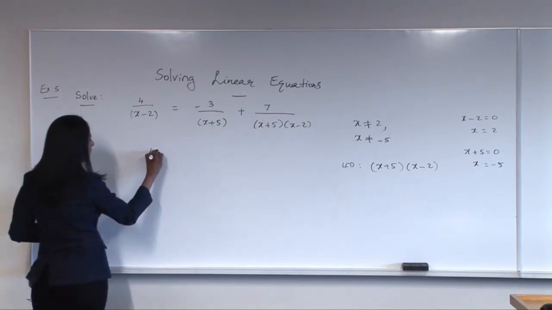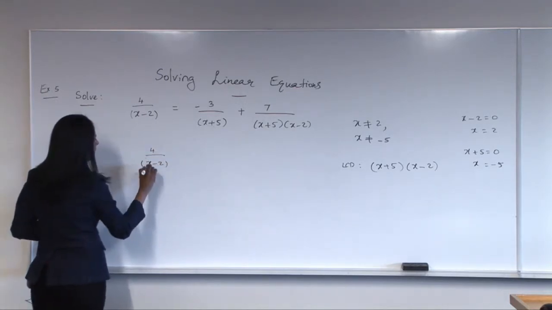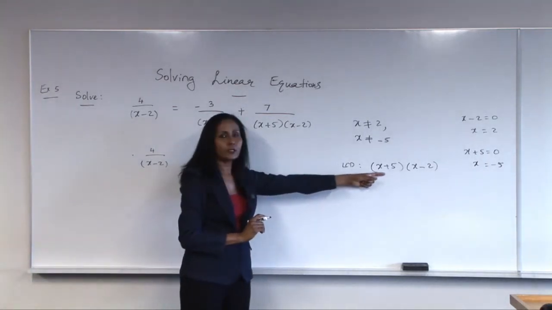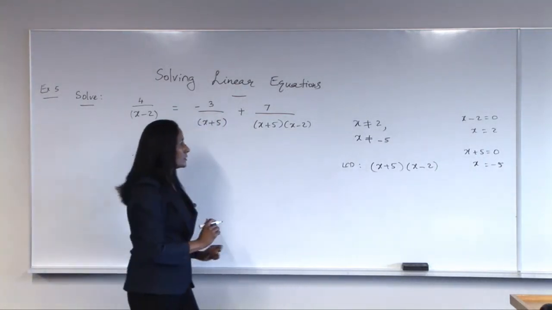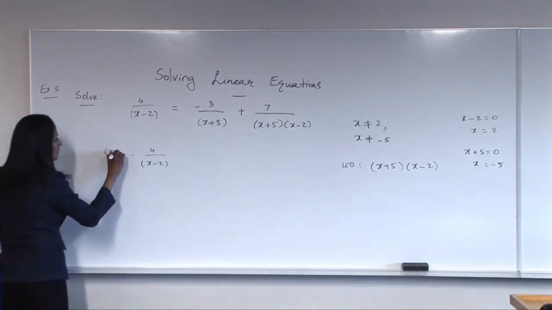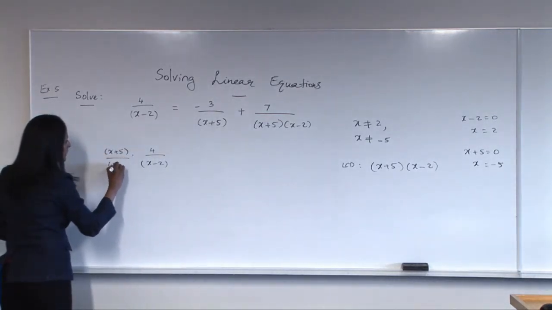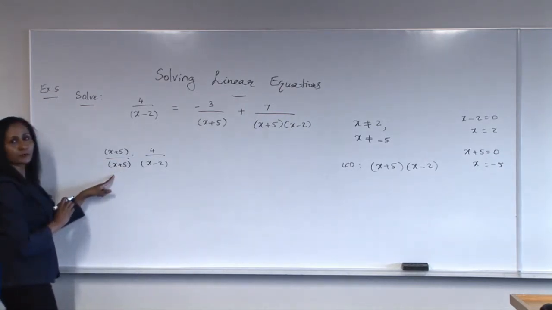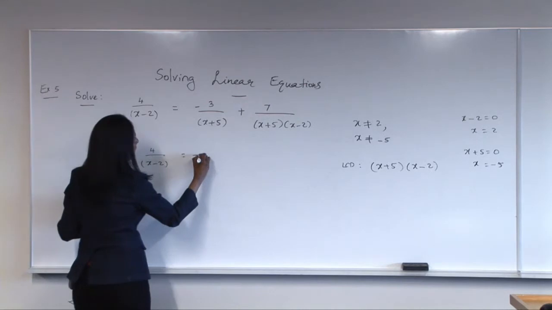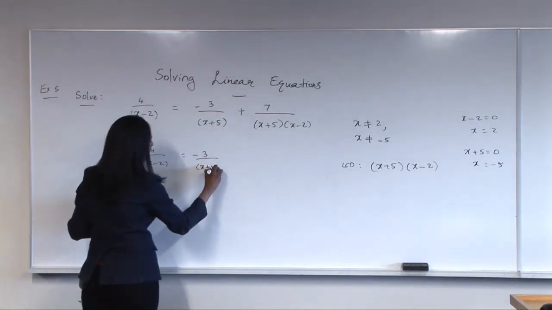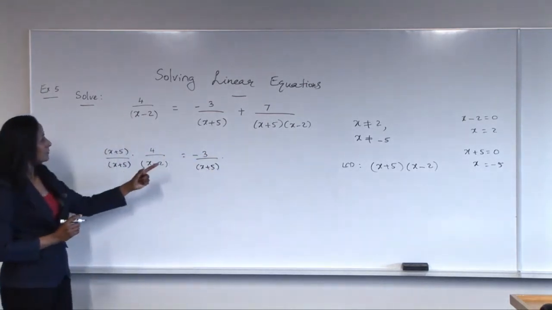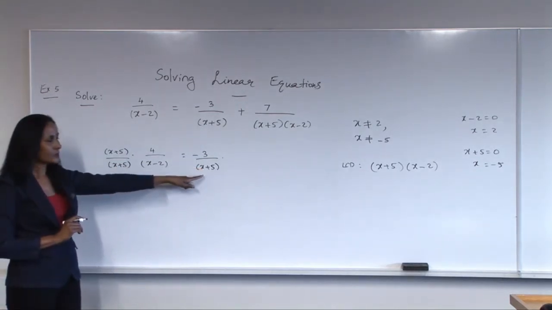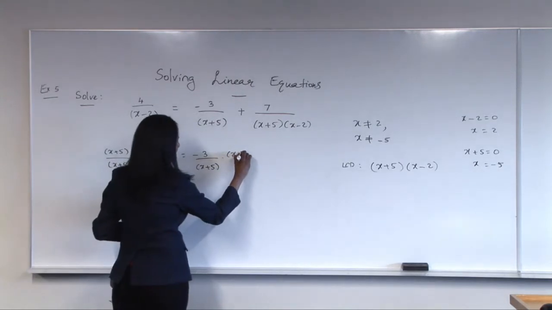So what we have to do, 4 over x minus 2 is here. So I'm going to multiply by, we have to make all of the denominators the same. So x plus 5, multiply and divide by that, x plus 5. So you see the denominator here, we got x plus 5 times x minus 2. And then here we have negative 3 over x plus 5. What do we need? Because the common denominator is x plus 5 times x minus 2, we need x minus 2. Multiply and divide by x minus 2.